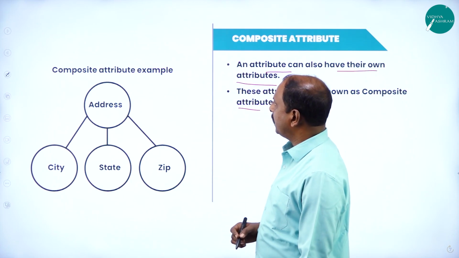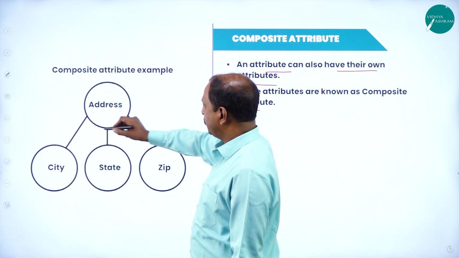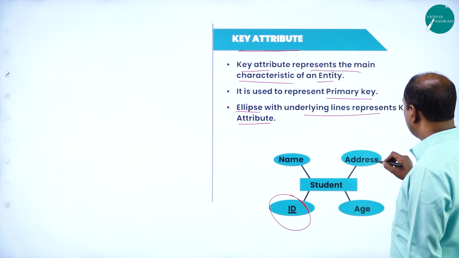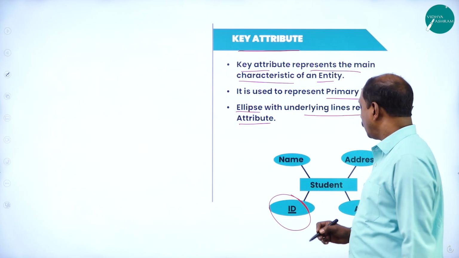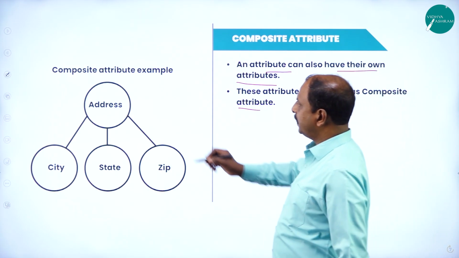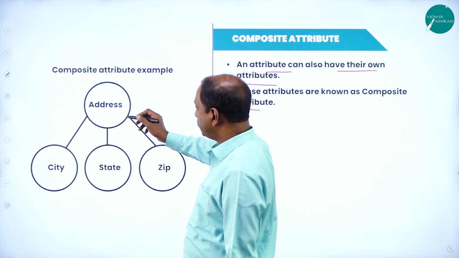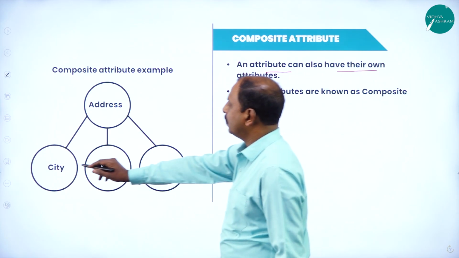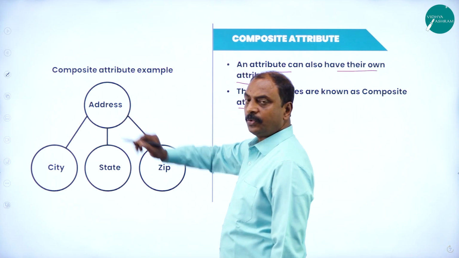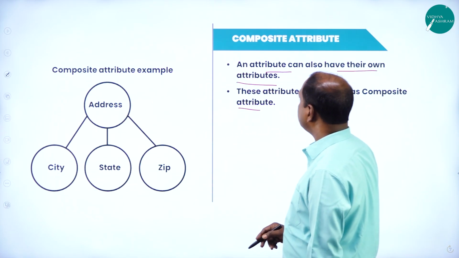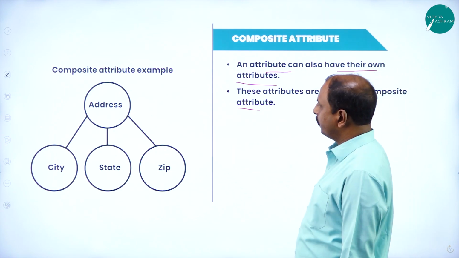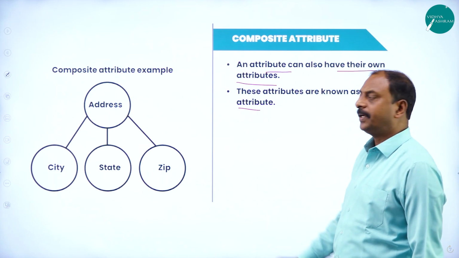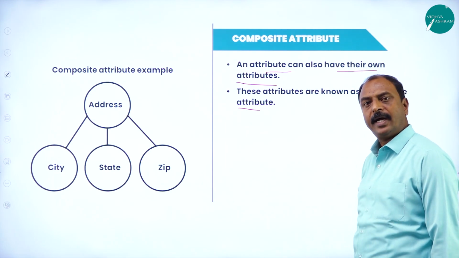Now let us see the example here. Address is one attribute, which you have seen in the previous slide. Here address is one of the attributes of the student entity. Address has different parts: the name of the city, state, and zip or pin code. These are all the characteristics of this attribute address. So this is called a composite attribute, because address has the following three different fields or different attributes.